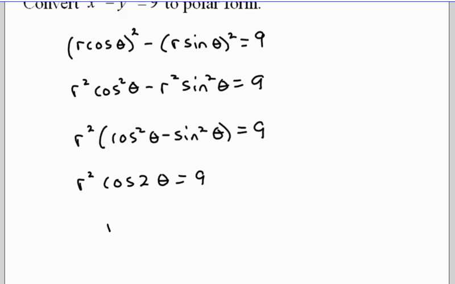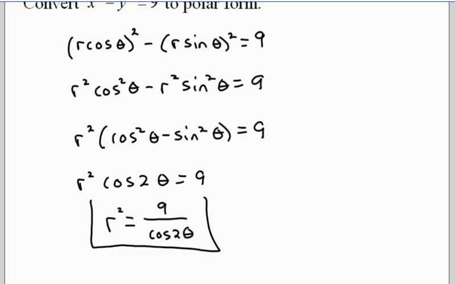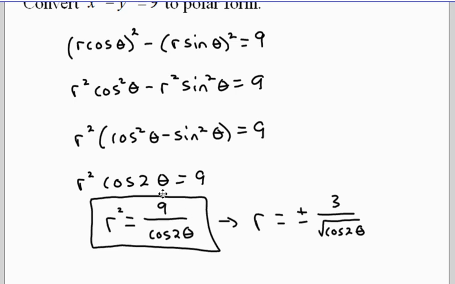Then I'll divide by that, and r squared will equal 9 over cosine of 2 theta. Okay, then I'd probably just leave my answer like that. I could take the square root of both sides and say r is plus or minus 3 over the square root of cosine of twice theta. But the main thing here was just to get it in terms of r and theta. And there we did. All right.